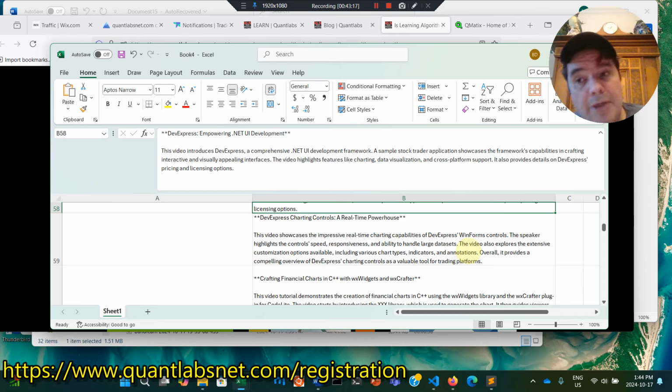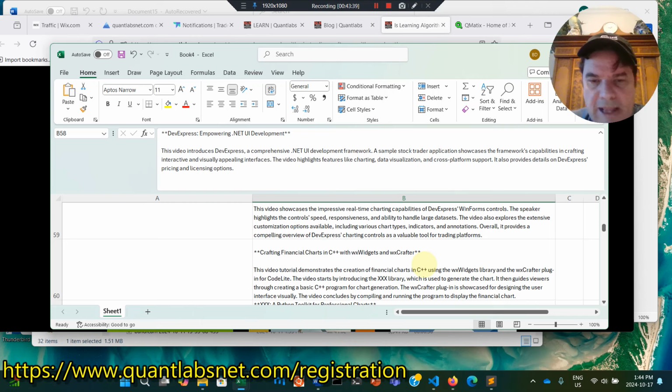The same could be said about other more up-to-date libraries or frameworks I've mentioned, SciChart, LightningChart, and the like. It explores the extensive customization options available: various chart types, indicators, and annotations. It provides a compelling overview of DevExpress charting controls, a valuable tool for charting platforms.